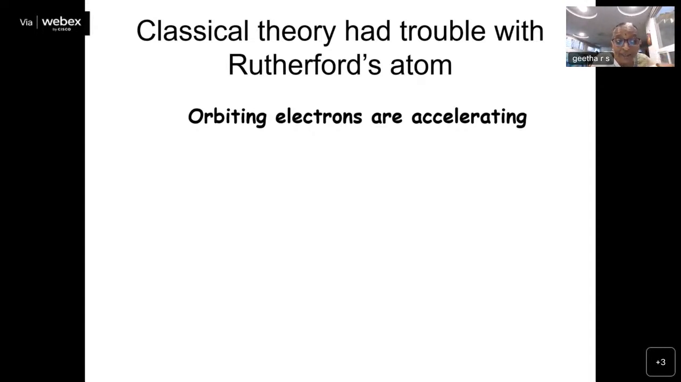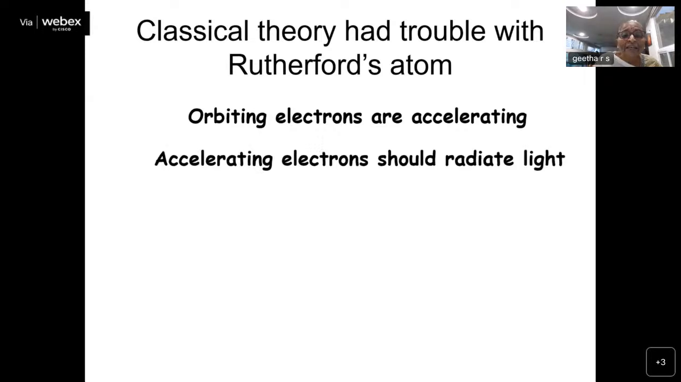The charged particles, when they are accelerated, see, Earth we consider to be electrically neutral. So when it is orbiting, don't worry about it radiating energy. But a charged particle, when it is being accelerated, accelerating electrons should radiate energy. This is classical electromagnetic theory.